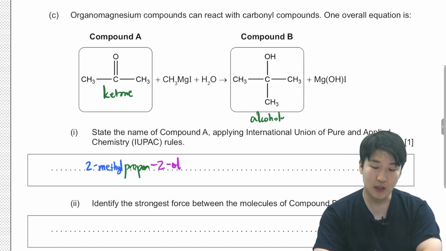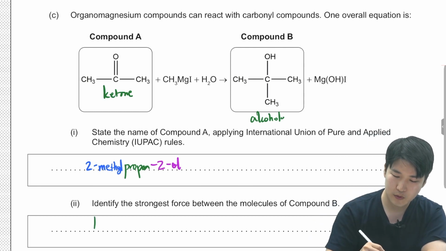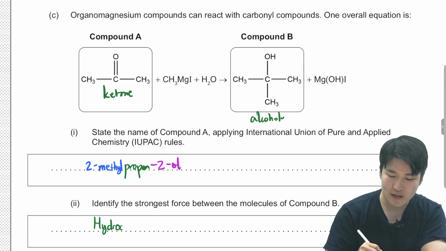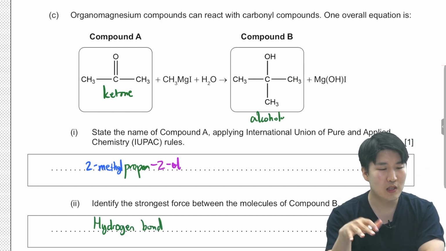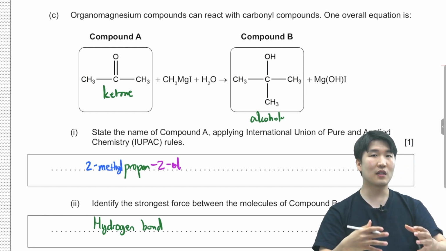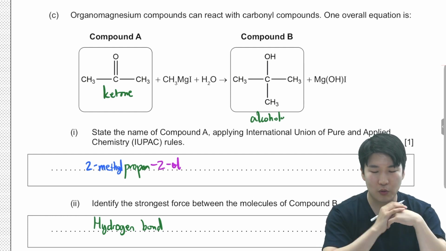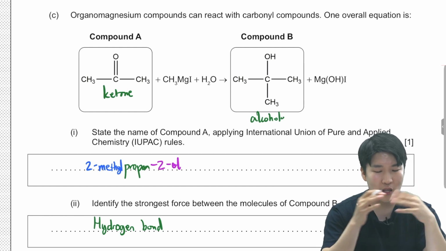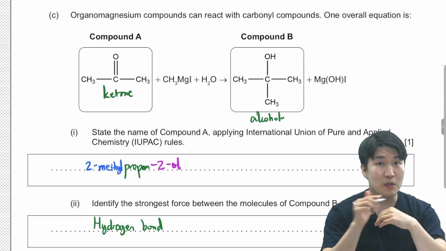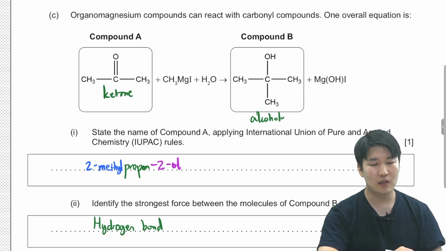In compound B, the strongest force would be hydrogen bonding. Yes, there will also be dipole-dipole and London dispersion forces, but we all know hydrogen bonding will contribute the greatest to the alcohol's high boiling point. Compound A does not have any hydrogen bonding, which means that compound B will have higher boiling point than compound A.